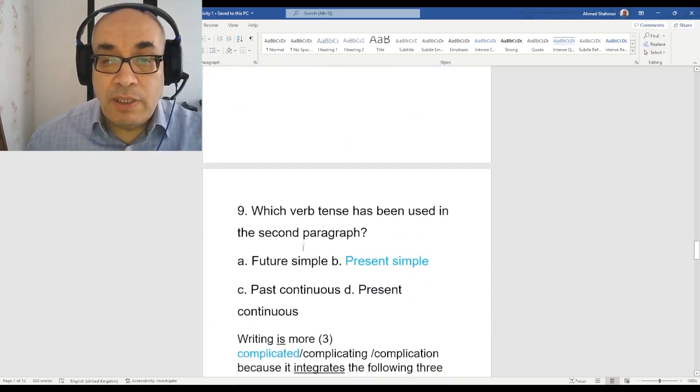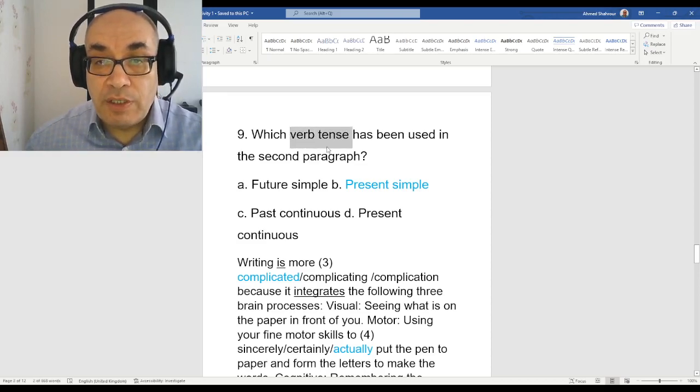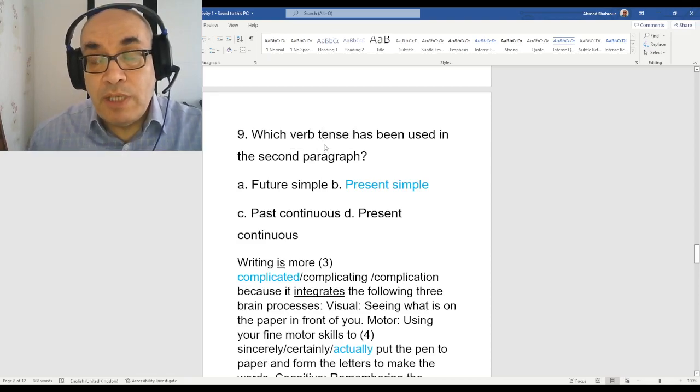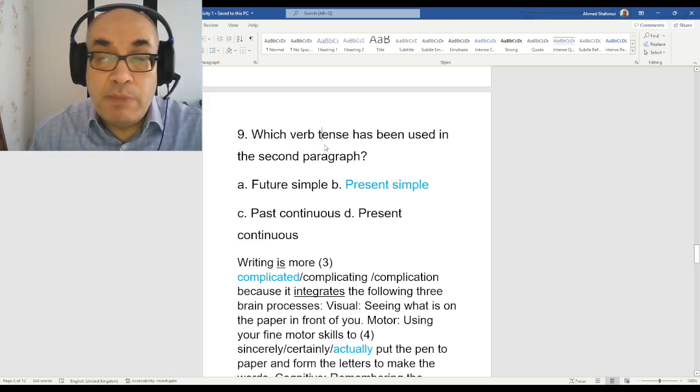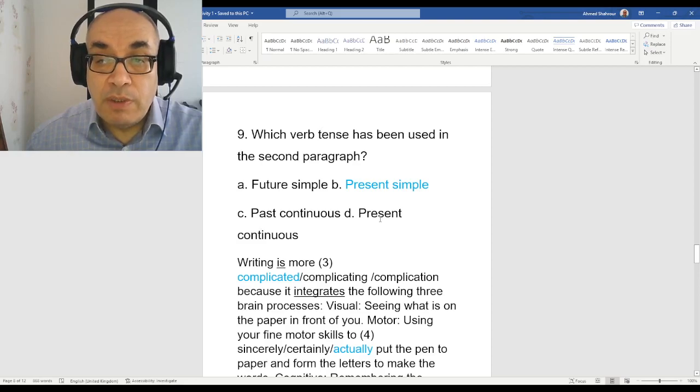Let's go to number 9. Which verb tense has been used in the second paragraph? So a verb tense, sometimes we say a verb form, sometimes we say a verb, sometimes a verb tense, and they are the same. So future simple, present simple, past continuous, present continuous.